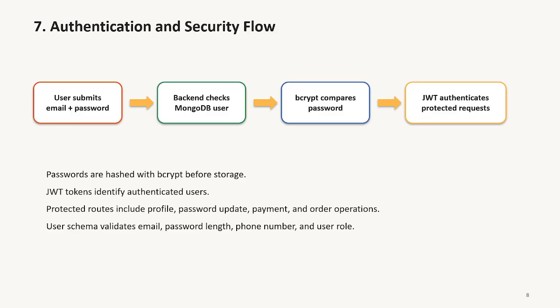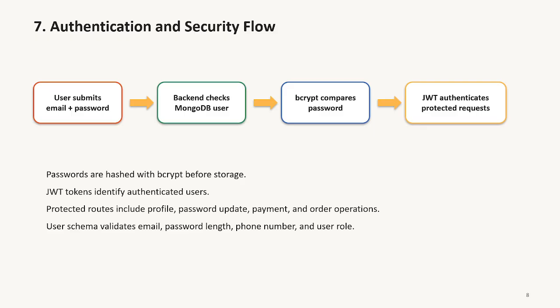When the customer enters an email and password, the backend first searches the database for the user. If the user exists, the password entered by the customer is compared with the encrypted password stored in MongoDB. This comparison is done using bcrypt. Bcrypt never stores the original password. Instead, it stores an encrypted version. It makes password theft very difficult.